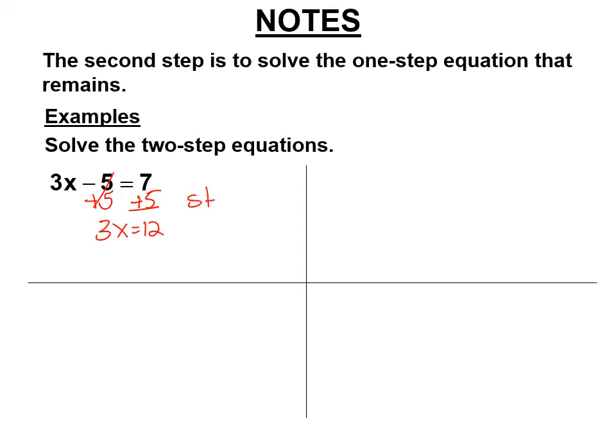That's step 1. It's always adding or subtracting. And step 2 is always multiplying or dividing. x is being multiplied by 3, so we divide both sides by 3. First time to cross it out, and x equals 4. Step 2 is really solving equations from the last lesson, multiplying and dividing equations. You'll always be multiplying or dividing in step 2.